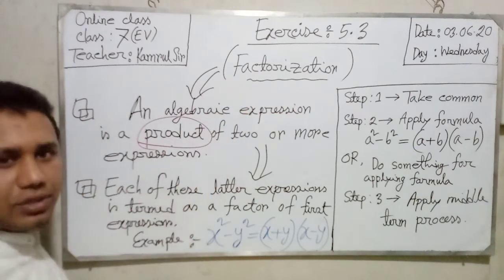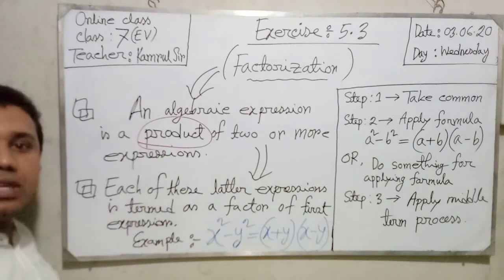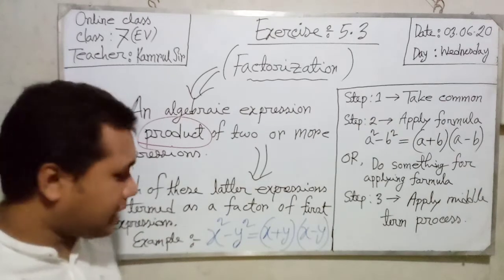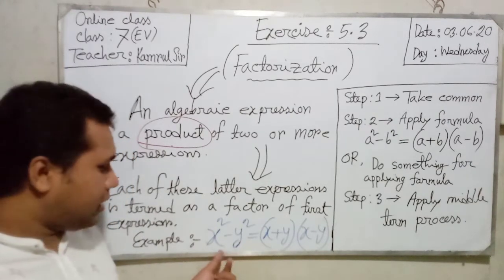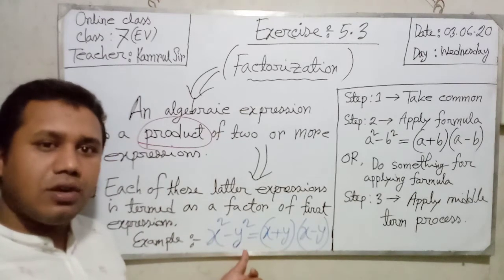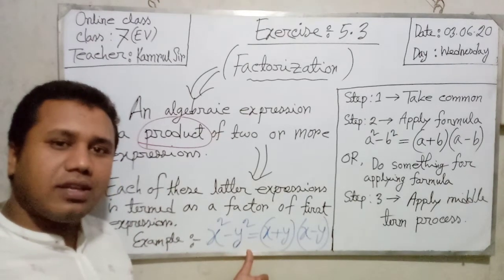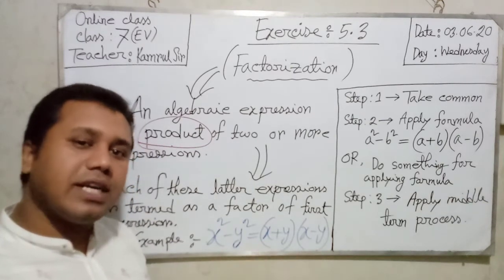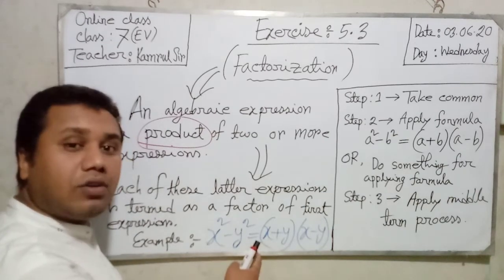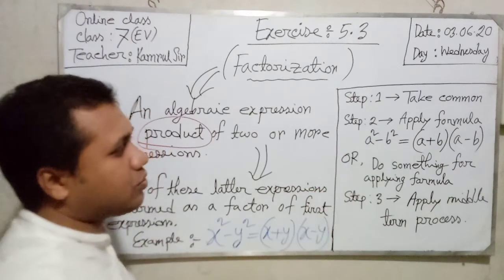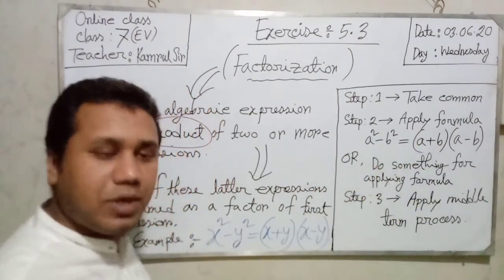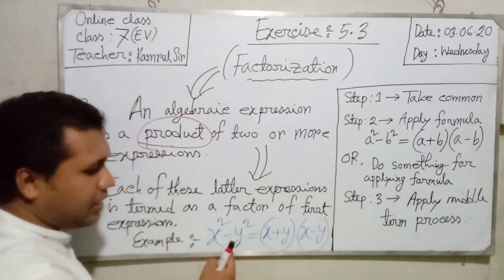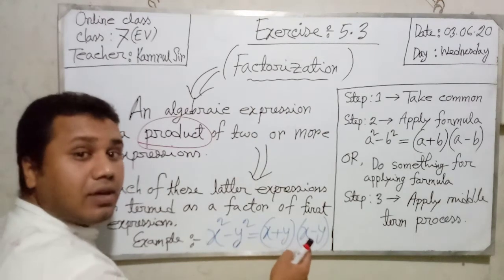This is the factorization. Now look, each of these latter expressions is termed as a factor of the first expression. Suppose an example, x square minus y square. Look, there are two terms: one term x square and another term y square. Now we can write (x plus y) into (x minus y). Already in exercise 5.2 we know this is one kind of formula: a square minus b square equals (a plus b) into (a minus b). So according to this formula, x square minus y square, we can write (x plus y) into (x minus y).